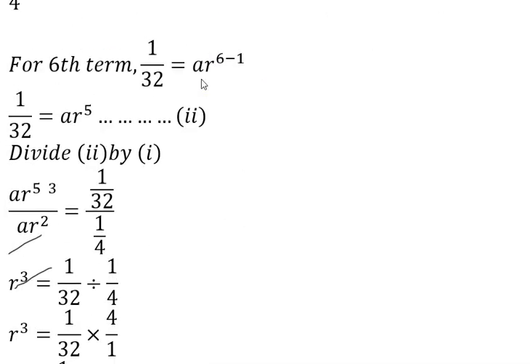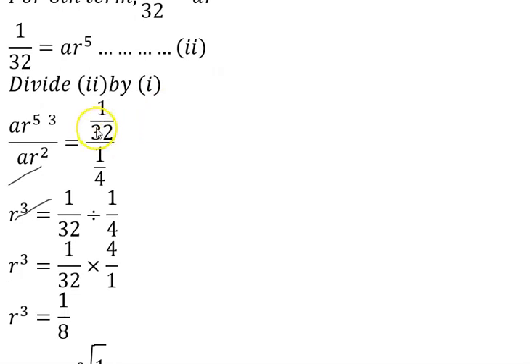Now, having done that, because in this case we don't have addition or subtraction in between, we just divide. We divide equation 2 by equation 1. This is our equation 2 up here, and our equation 1 is here. So with that, we can now say dividing 2 by 1 will make our job easier. So look at this. We have ar raised to power 5, and down here we have ar raised to power 2.